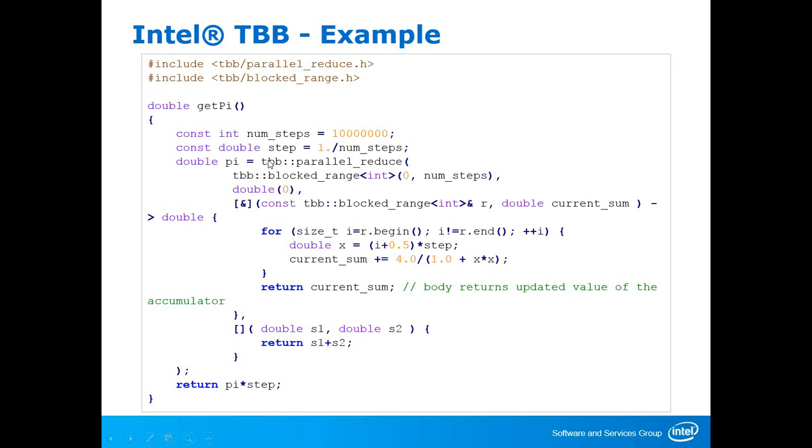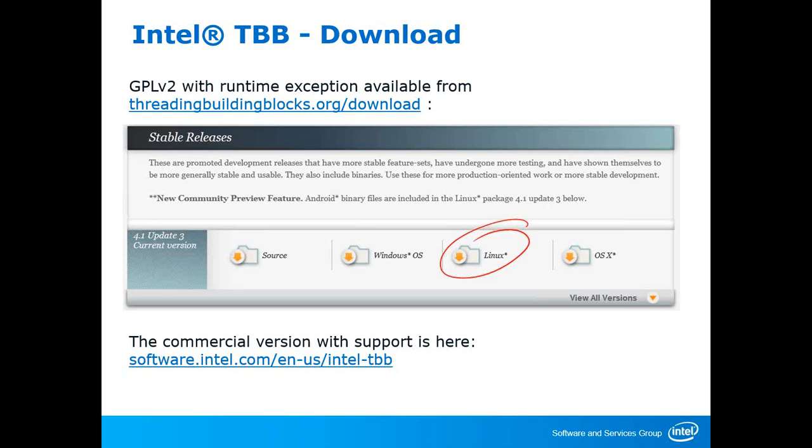There are two versions of TBB available. One is an open source version and there is a commercial version. The open source version is free for download and you can download it from threadingbuildingblocks.org. If you want the commercial version, you can download that from the software.intel.com website. The difference between the commercial version and the open source version is that with the commercial version you get support from Intel itself, whereas the open source one is a community driven project. Even there you get support, but not from Intel directly.